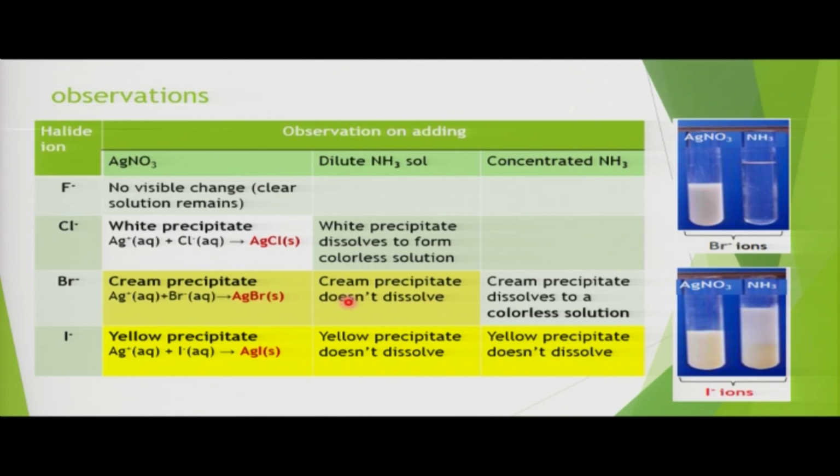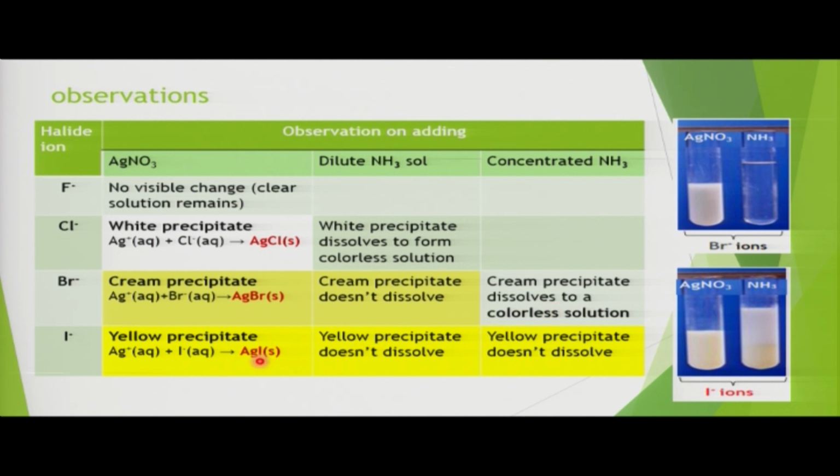This precipitate is insoluble in dilute ammonia. It only dissolves in the presence of concentrated ammonia to form a colorless solution. This is the colorless solution. And the reason is because the ammonia complexes up with the silver to form the diamminesilver(I) complex. So in that way, this is the complex in solution. But that will be in the next unit when we look at the transition metals. At the moment, just know that when you dissolve the cream precipitate of silver bromide into concentrated ammonia, it forms a colorless solution.